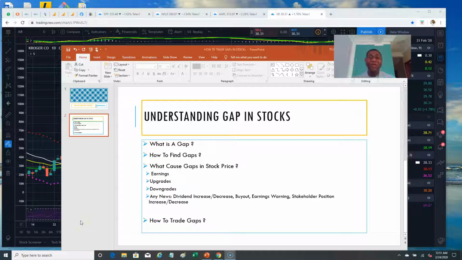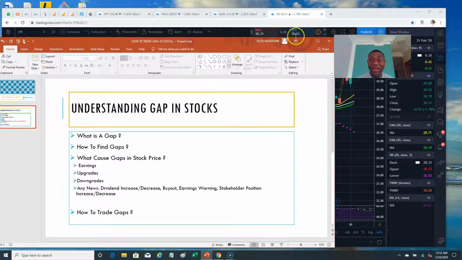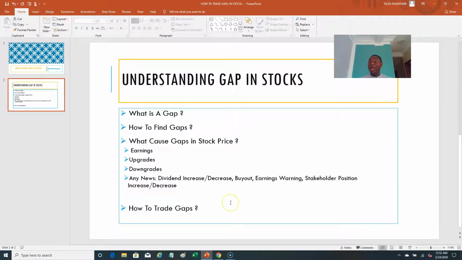In today's video, we're going to spend the next 10 minutes or so talking about understanding gaps in stocks. By the end of this video, you are going to learn what a gap in stock price is, how to find gaps, and what causes gaps in stock price, because there are a lot of them and you shouldn't be afraid of them. Actually, we're going to discover that it's a good thing. And finally, I will share with you how to trade gaps in stock prices. So without any further ado, let's go ahead and get started.